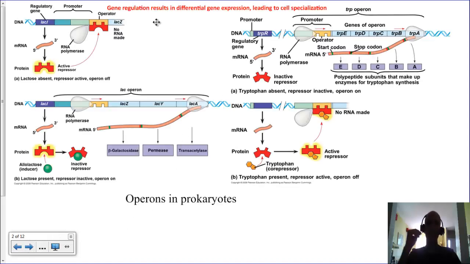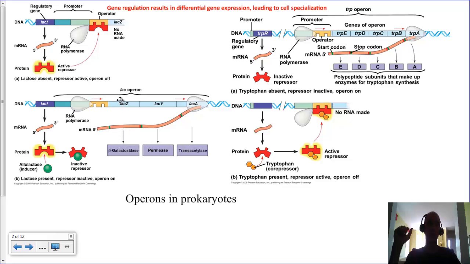Our first essential knowledge idea is that gene regulation results in differential gene expression, and that leads to cell specialization. So we're going to talk first about differential gene expression, and we have two very simple examples of prokaryotes, and those are the operons. Basically an operon is a group of genes that are transcribed together that code for a set of proteins.